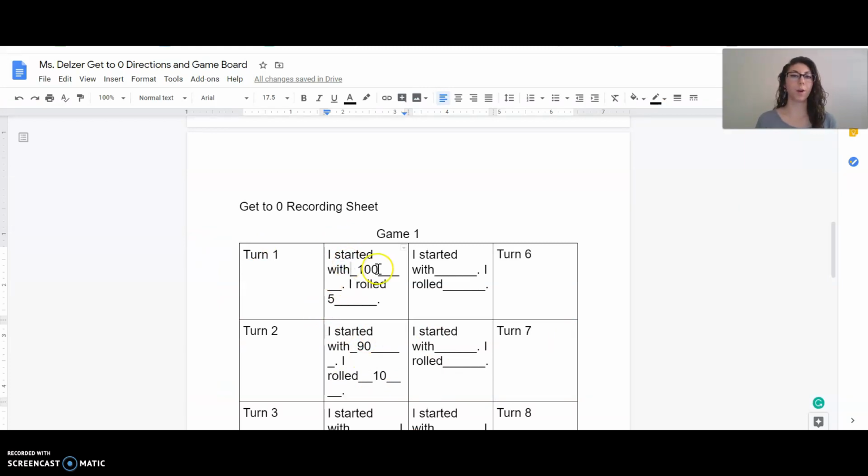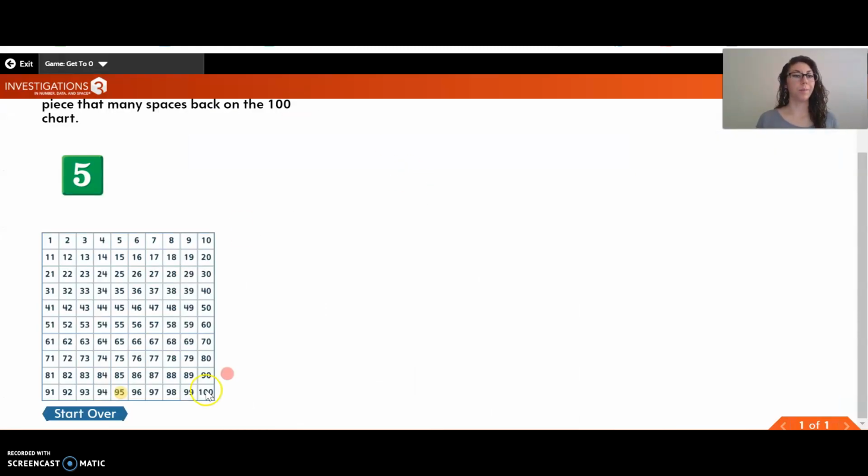After you rolled the 5, you would record this. I started with 100, I rolled 5. Then it's player 2's turn. They would put their counter on 100 to start and roll the dice. They got 15, so they're going to subtract or count back 15 spaces. 1, 2, 3, 4, 5, 6, 7, 8, 9, 10, 11, 12, 13, 14, 15. Okay. Then they would record this on their recording sheet.